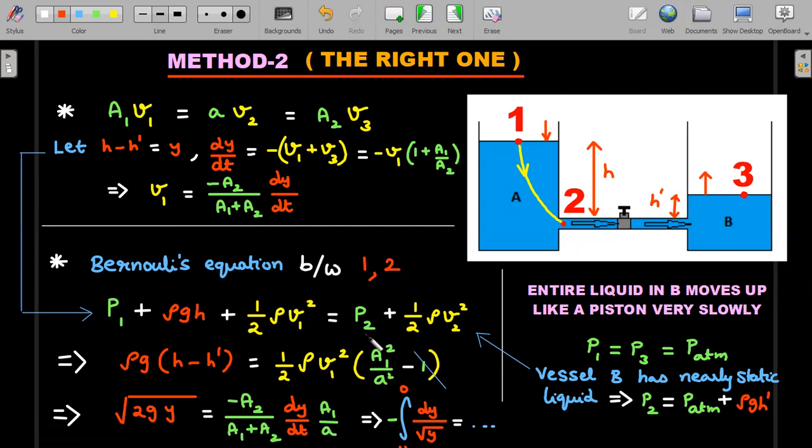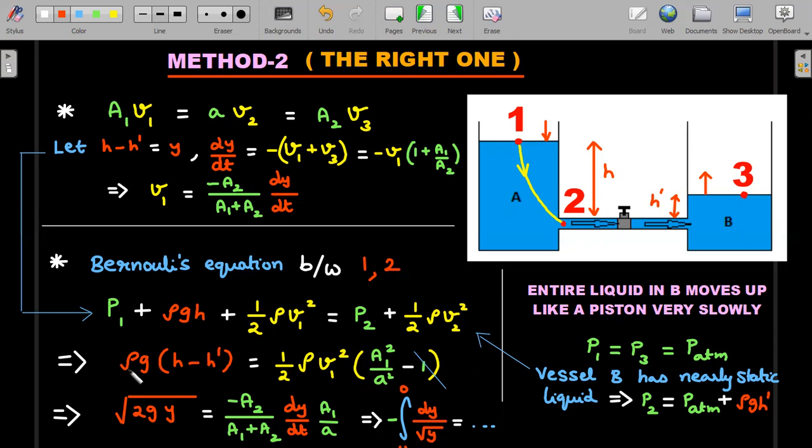So the value of half rho V1 square, and again this V2 is a very large value. So I'll take the value of V1 out and use the continuity equation from here. Once I'm done with this, I'll end up having an expression which is h minus h prime. Already said it is related to the value of y. Therefore, this is rho gy.